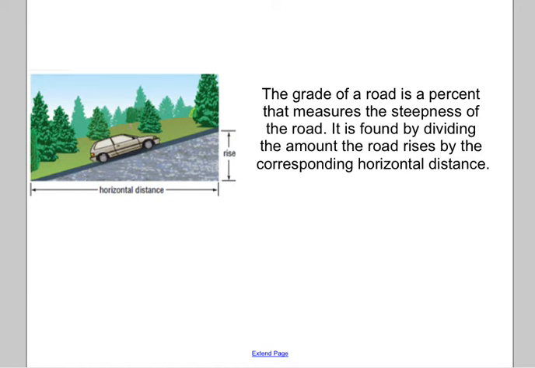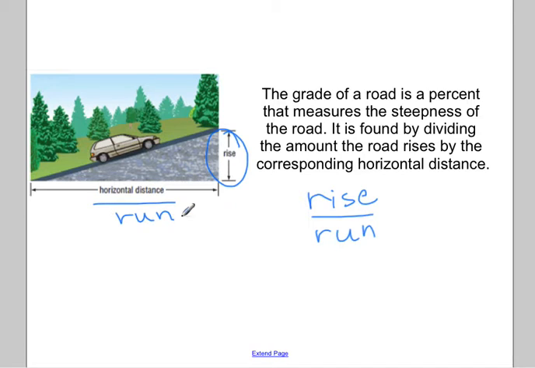The grade of a road is a percent that measures the steepness of the road. It is found by dividing the amount the road rises by the corresponding horizontal distance. So the way you calculate grade is you take the rise over the horizontal distance. This is an example of slope. Remember, slope is rise over run. Here's my rise, and the horizontal distance is my run. So when they calculate grade, they are calculating slope.